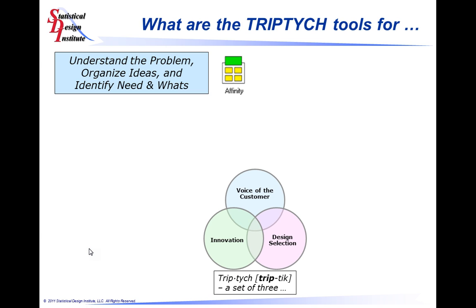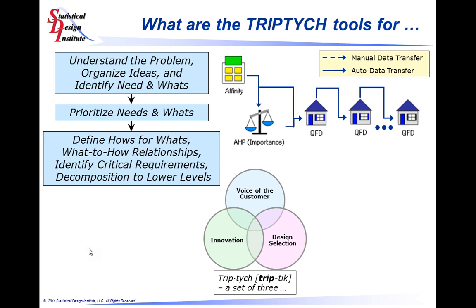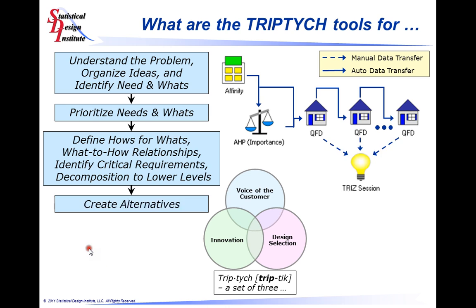We're going to begin this process with understanding the problem, organizing ideas, and identifying needs and wants, and we've used the affinity diagram to document this information. Then to prioritize this information, we focused on the use of the analytical hierarchy process, and then extended that information through quality function deployment techniques to start identifying the hows for particular wants or needs for the stakeholders that may have been identified, and use this technique to start developing critical requirements for lower levels of the proposed solution.